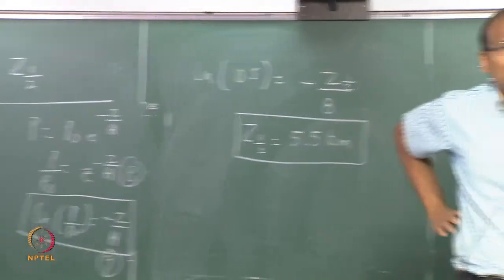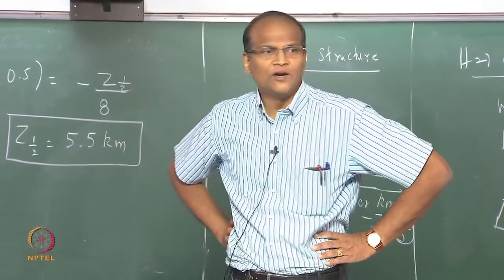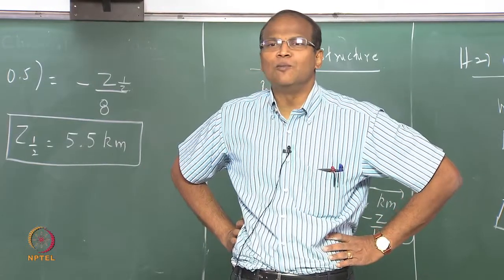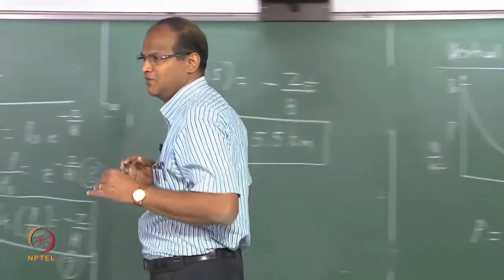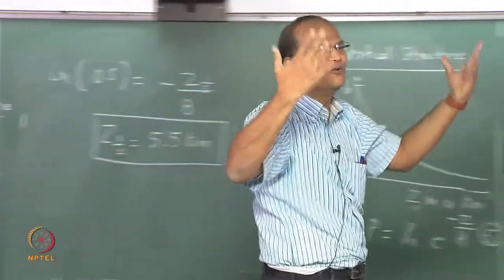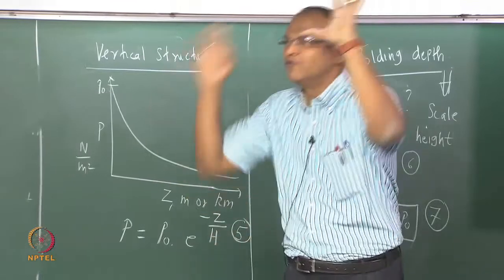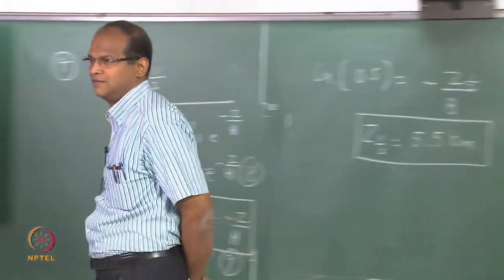We worked out the total mass of the Earth's atmosphere is 5.11 times 10 to the power of 18 kg. Okay. So 2.56 times 10 to the power of 18 kg is within the first 5.5 kilometers of the atmosphere. And from 5.5 kilometers to infinity is the remaining 2.55 times 10 to the power of 18. So the atmosphere is very dense in the first few kilometers. This is an important concept you have to understand.